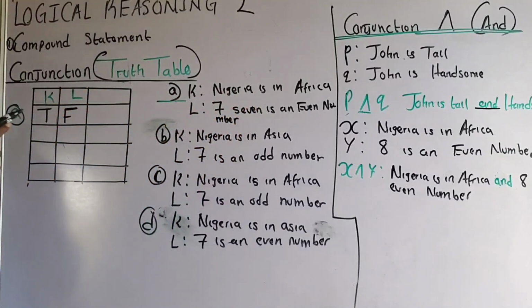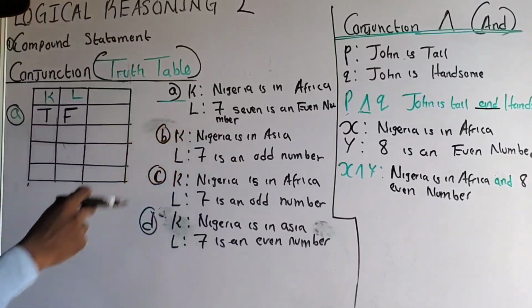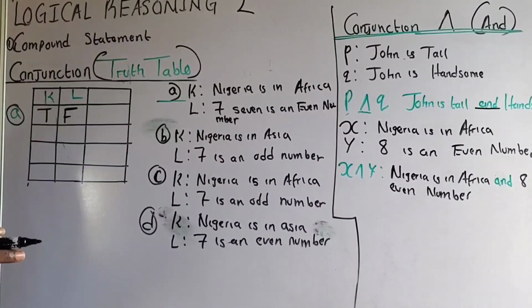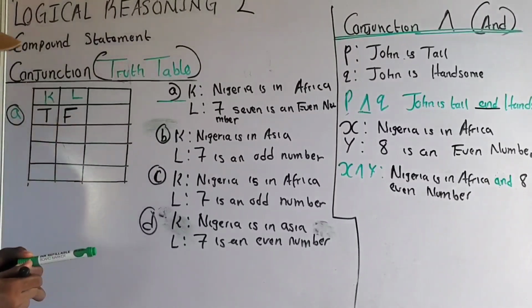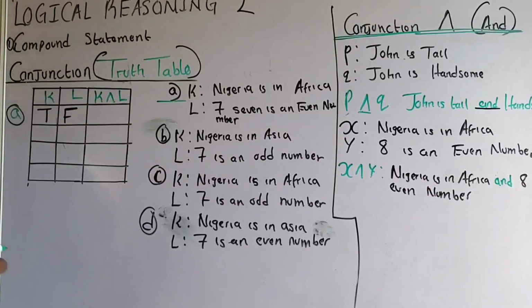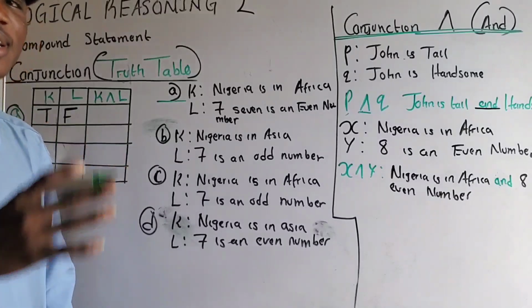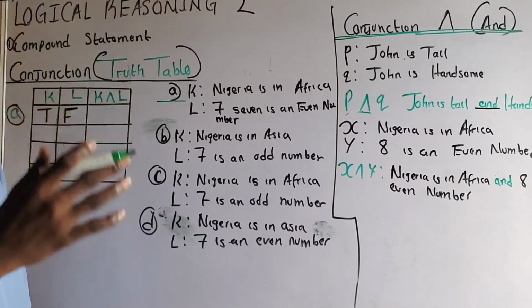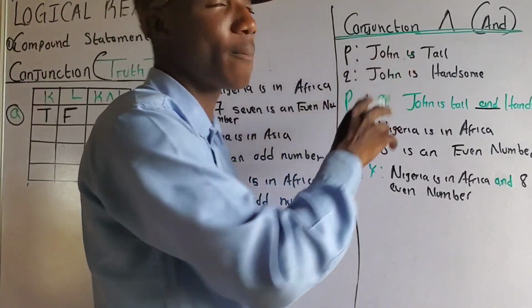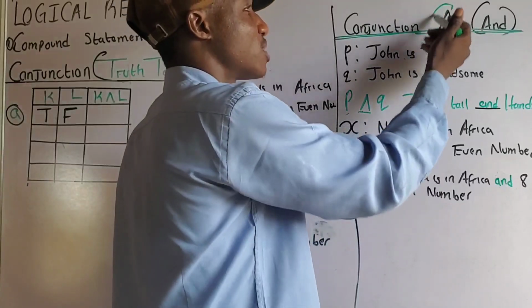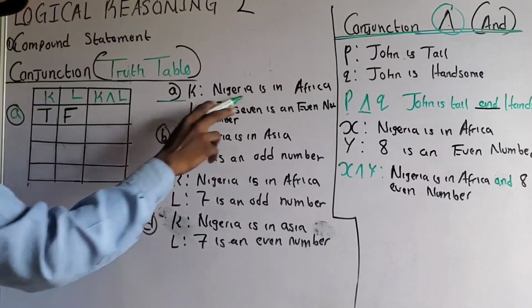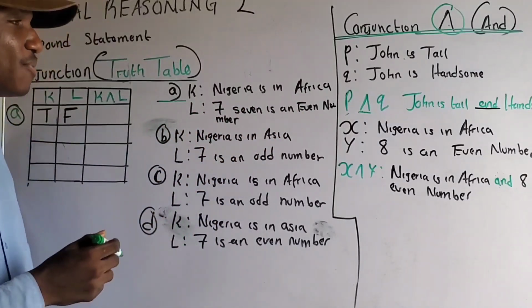For the first statement, statement C: Nigeria is in Africa. That is true. The truth value is T. Now, L, 7 is an even number. The truth value is false because 7 is not an even number. It is an odd number. Now, for the first statement, K conjunction L means Nigeria is in Africa and 7 is an even number. I just combine both statements using and. As I told you earlier, in conjunction we are combining two simple statements by these symbols, which mean and.